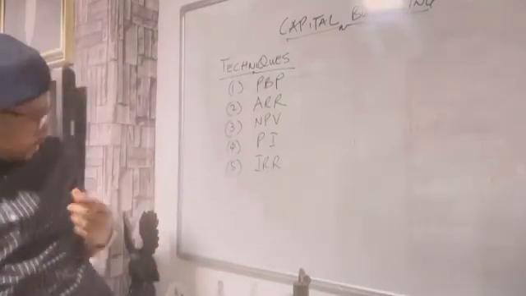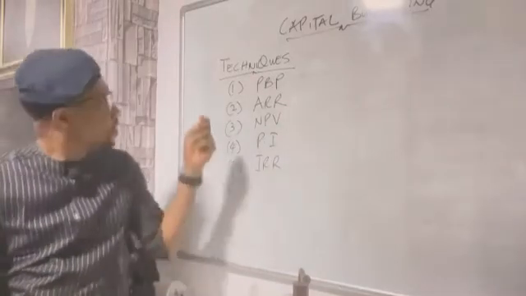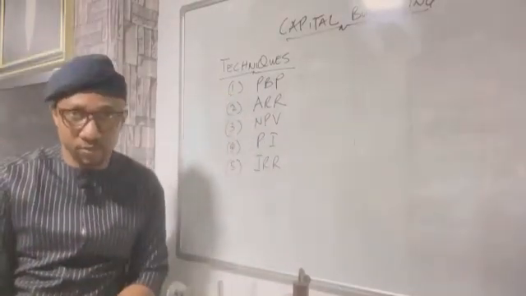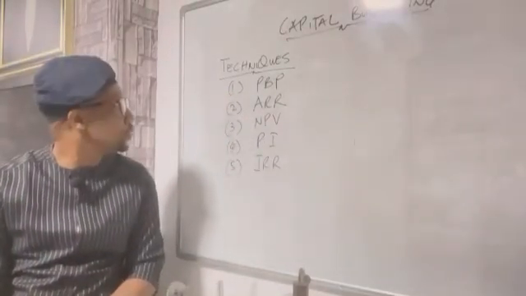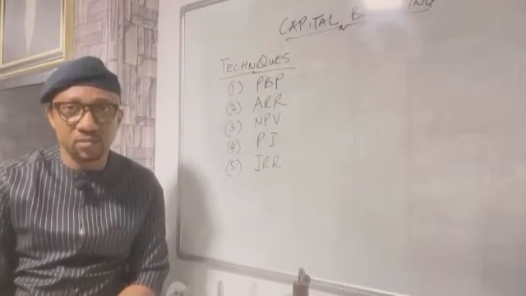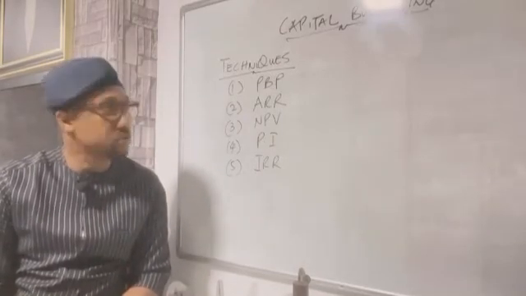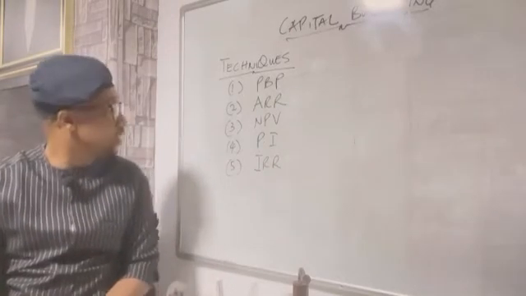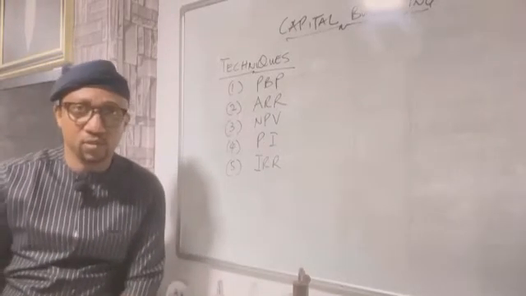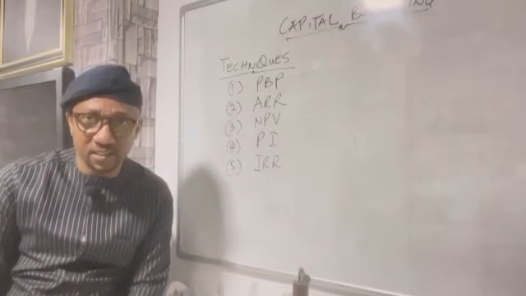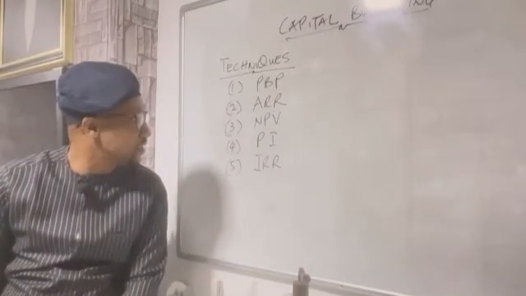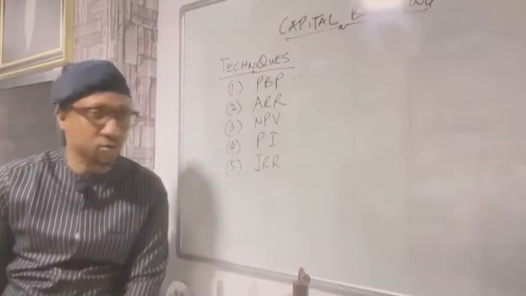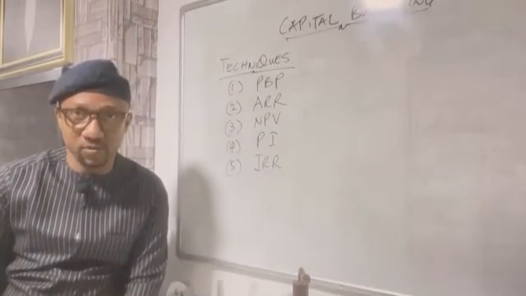There are 5 techniques in analyzing the decision. The first one is the payback period. The second one is the accounting or average rate of returns. The third one is the net present value method. The fourth one is the profitability index method. And the fifth and final one is the internal rate of returns.